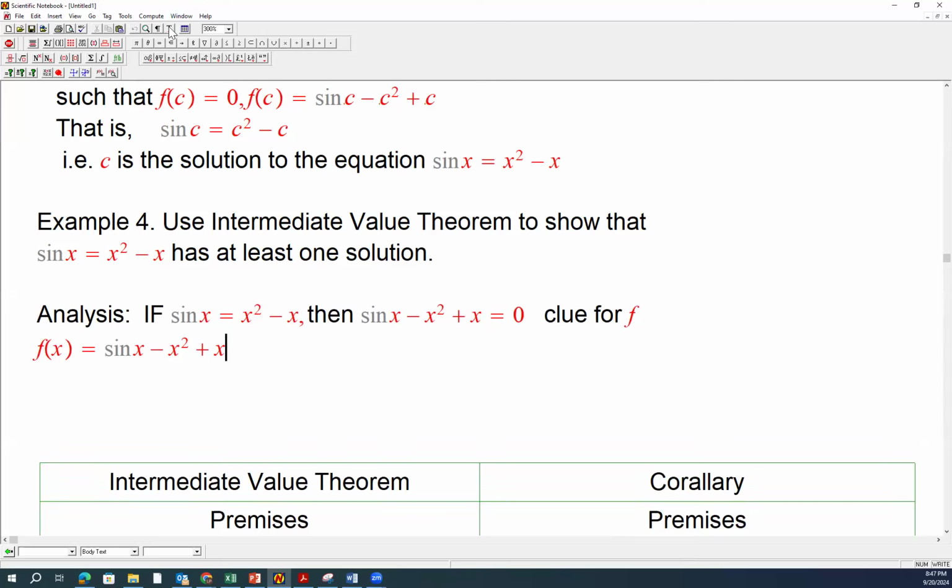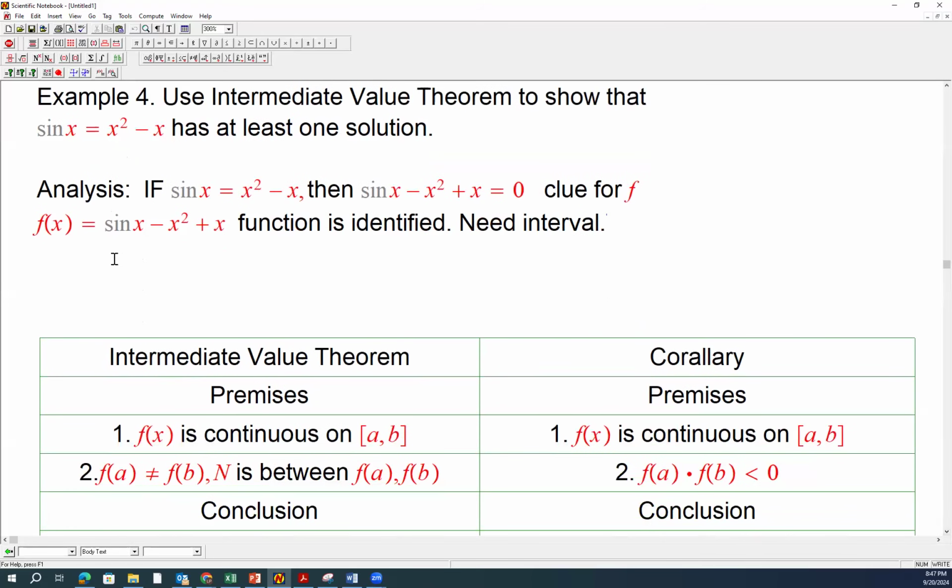The function is identified, but we need an interval, because we pretend that we don't know 1, 2. So we're going to identify an interval. This time we try to identify a different interval, because you can see the interval oftentimes is not unique. Sometimes if we're not given the interval, it's not the end of the world. We just identify them.